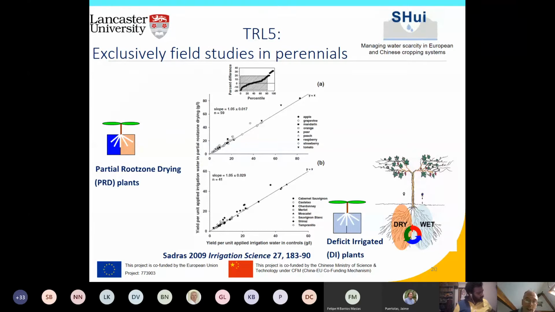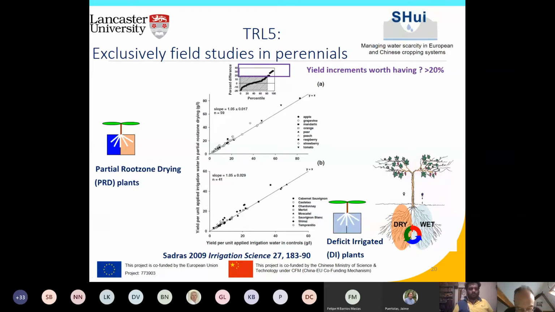So across all the studies, you can see this sort of summary graph at the top, looking at the percentile and the percentile difference. And so we can see that there are relatively few studies that show partial root zone drying results in more than 20% yield increments. So about 20% of the studies show more than 20% yield increment.